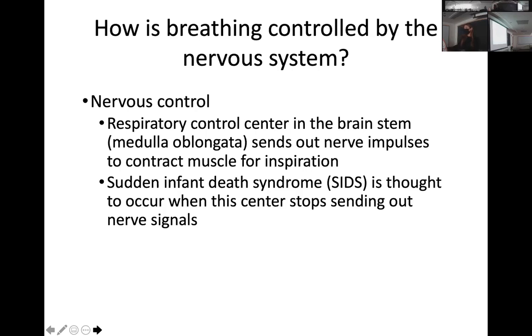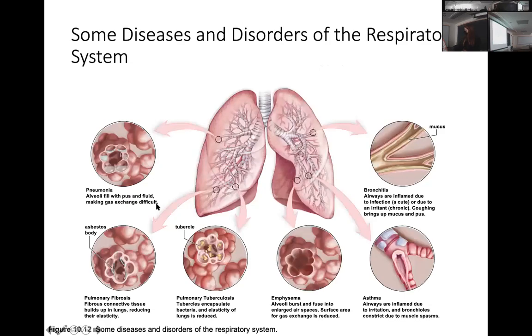If you've ever heard of SIDS, or sudden infant death syndrome, it's a sad, tragic thing. It's thought to occur when this center stops sending out nerve signals. Luckily for us, when we go to sleep at night, we don't have to think about breathing. You're just sleeping, just dreaming. Your medulla oblongata is regulating that breathing for you, especially in an infant or a child. If that part of their brain stops sending out that signal, the respiratory system doesn't work anymore.